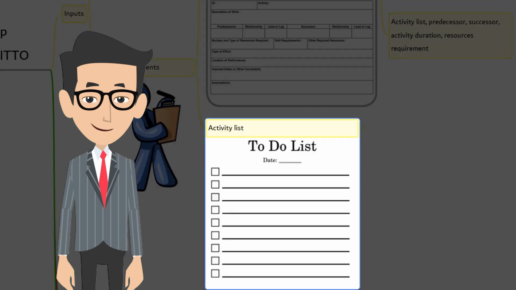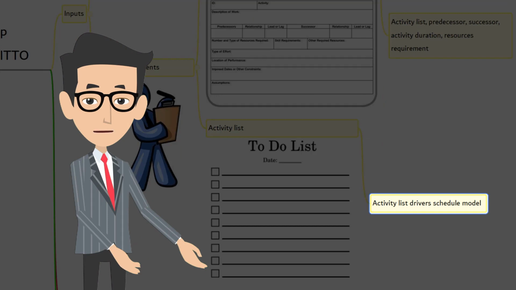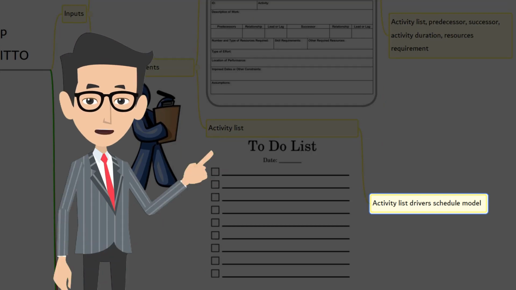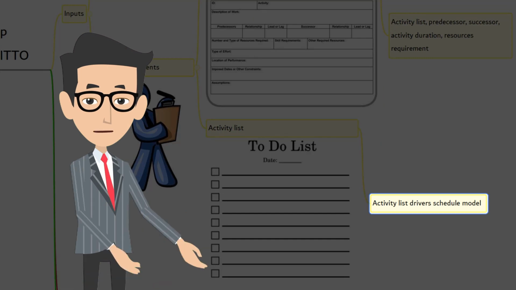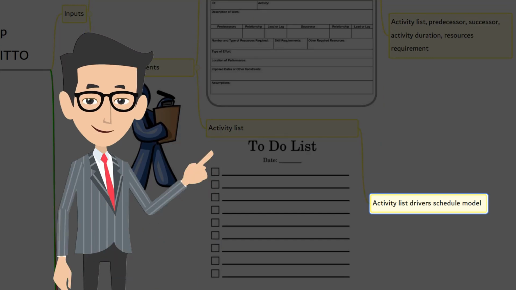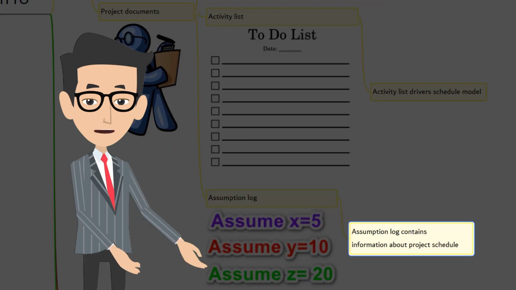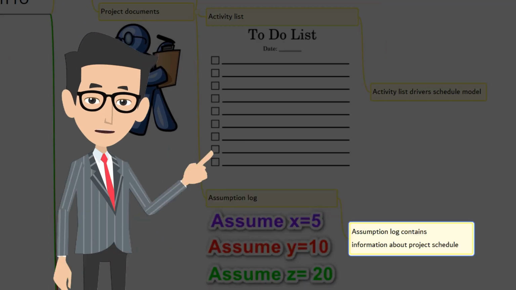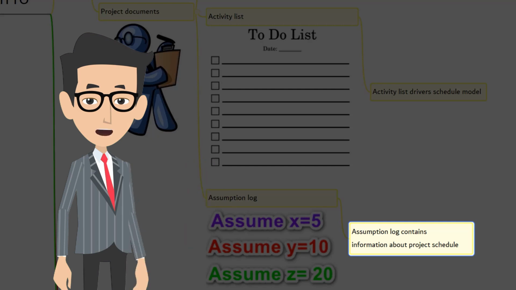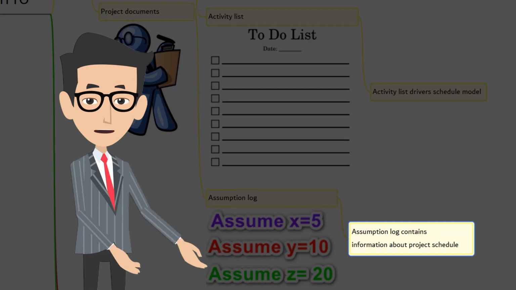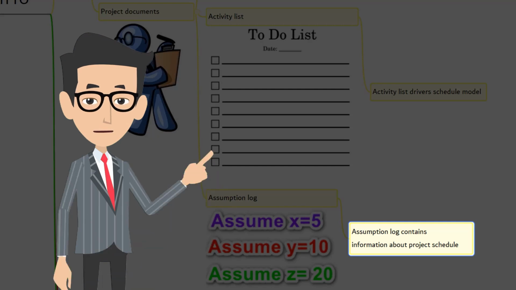Activity list. To develop the project schedule, obviously you should know the activities that are to be carried out in the project. Those activities can be found in the activity list. The next one is assumption log. Assumptions and constraints are recorded in the assumption log. They will contain details of individual project risks that may impact the project schedule. So they also become part of input.